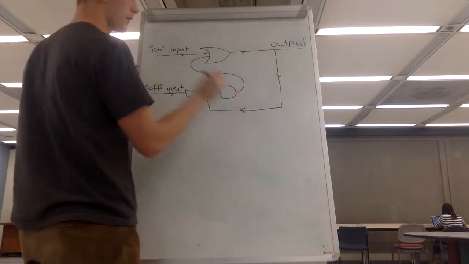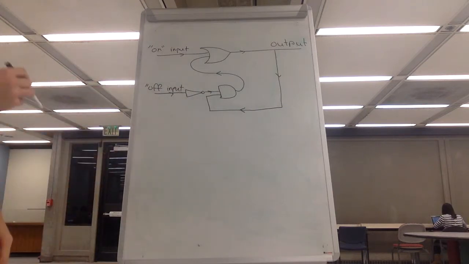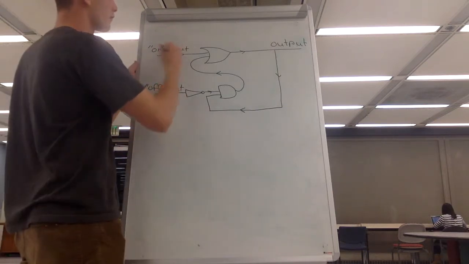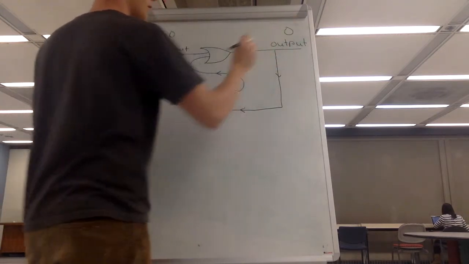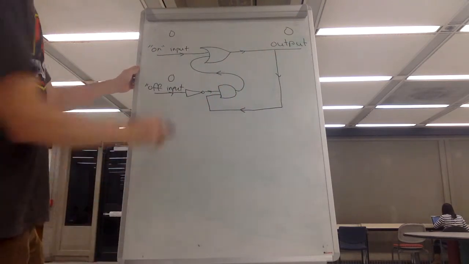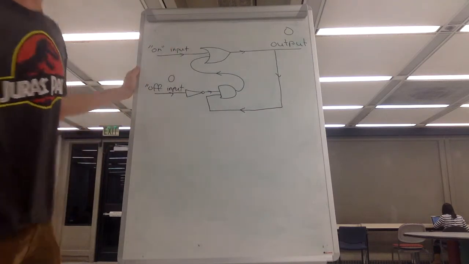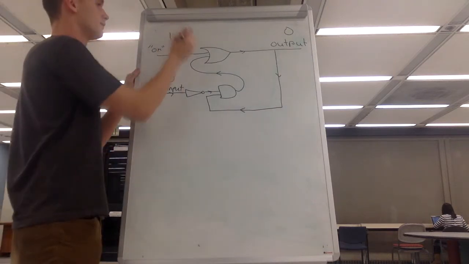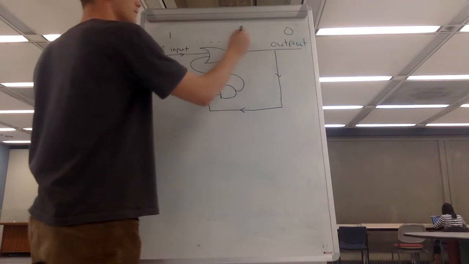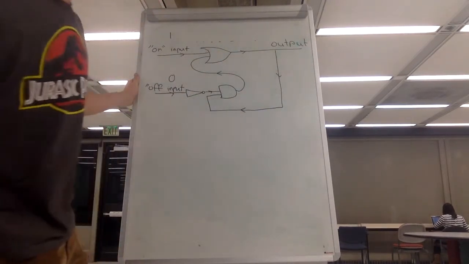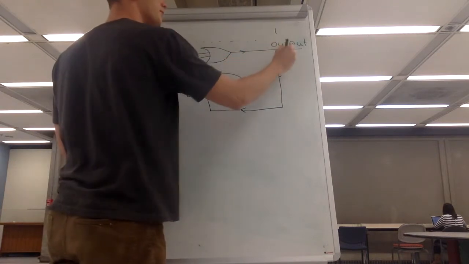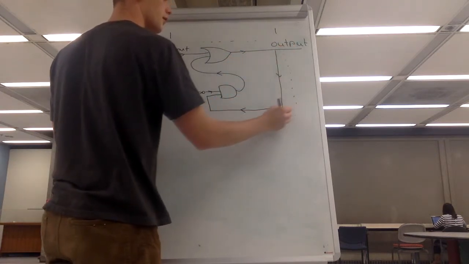So let's look at our first state, where both the on input and the output are 0. In this case, the output is 0 as well, and the whole circuit is off. But if we change the on input to 1, then because of that OR gate, the output is 1, since you only need one on input for the OR gate to have an on output. The output travels to the AND gate.